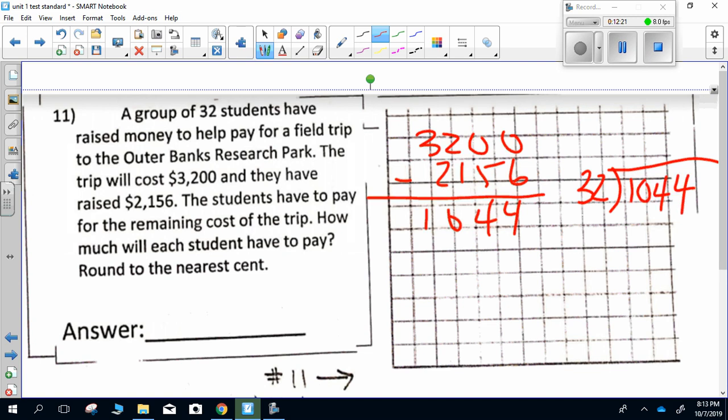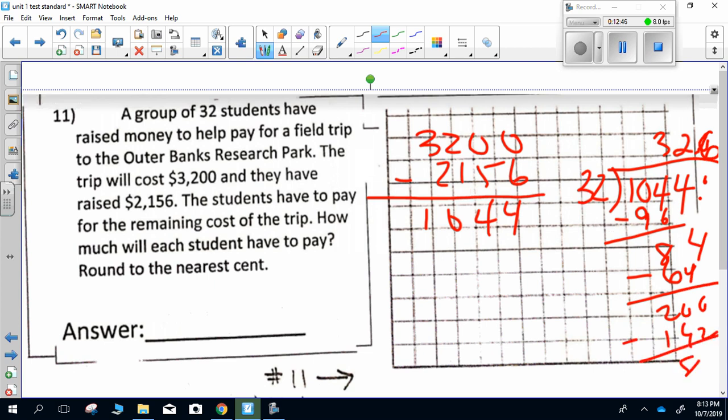So you do your division, and we get 3, which gives us 96. We get 8 and 4. We get 2, which gives us 64. Which gives us 20. We bring down a 0. Then we bring up our decimal point. Now we have to add a 0. So that gives me 6, which is 192. Subtract, I get 8, add another 0.